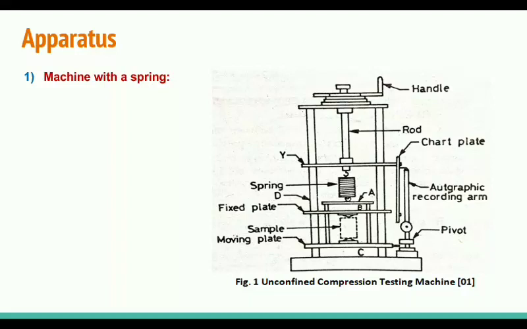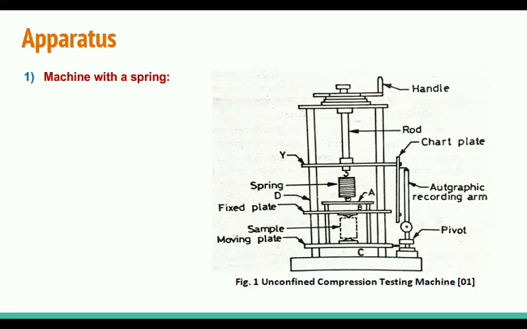In this figure you can see an unconfined compression testing machine. The important thing is that on the top side there is a handle. By rotating the handle, we can stretch the spring. The spring is mentioned here. In this figure, plate B is fixed, as written, fixed plate. Plate B is fixed means it will not move during the experiment. Plate C is the moving plate, so during the experiment plate C will move in the upward direction.